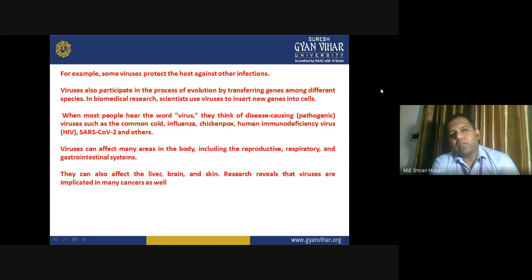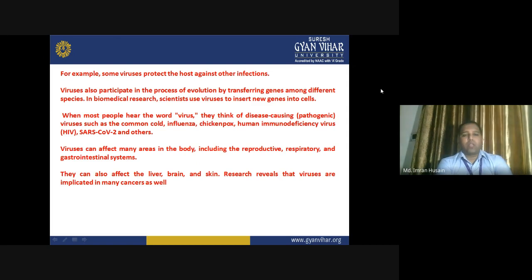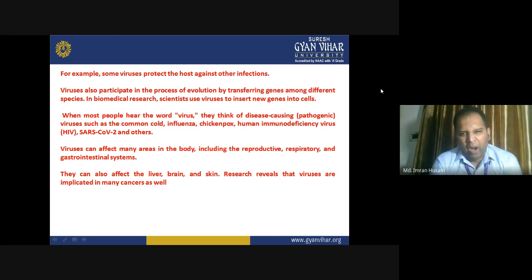So, for example, some viruses protect the host from other infection. Viruses also participate in the process of evolution by transferring genes among different species. In biomedical research, scientists use viruses to insert new genes into cells. So they also serve as a very effective vector when it comes to transferring genes into cells, and viruses do that very effectively. So scientists are exploiting viruses for their own use also.